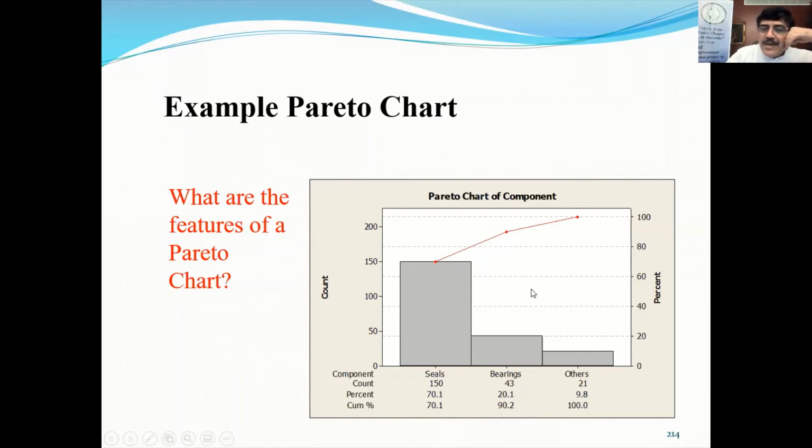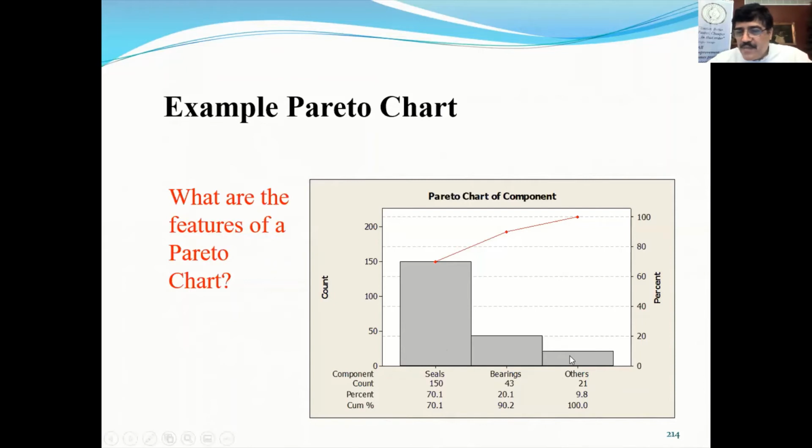So just by looking only at mechanical seal and bearing problems, you don't need to look at all problems with your equipment. Just look at these two things, and then you will be covering 90% of your problems, because this is 70% and this one is 20%. So the total is 90%, and it helps you where to focus.